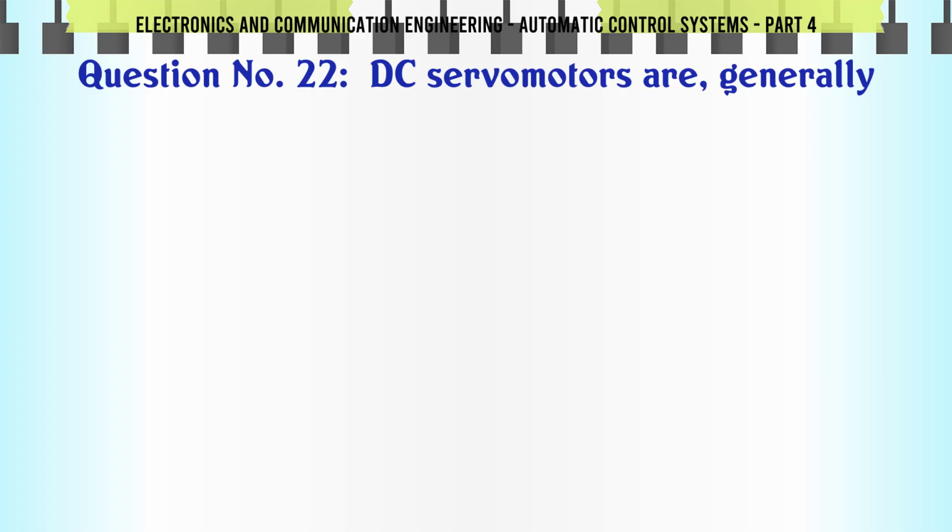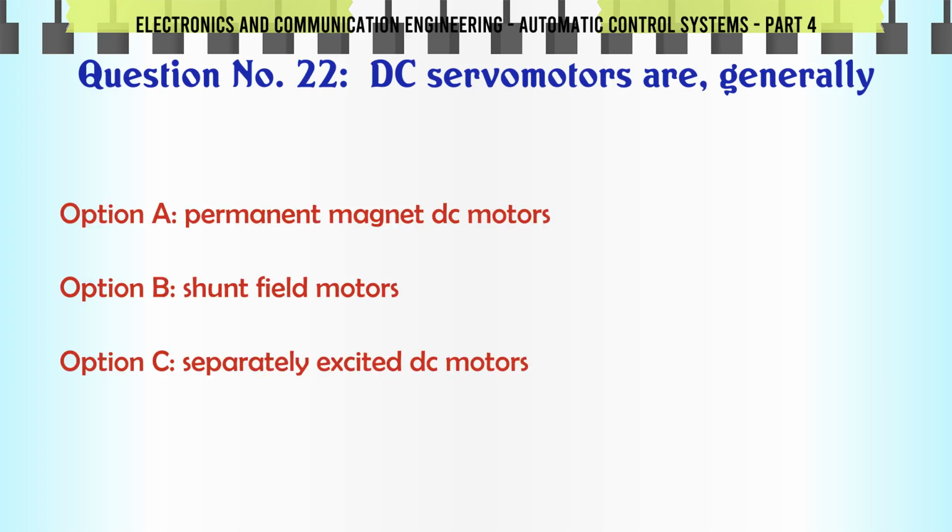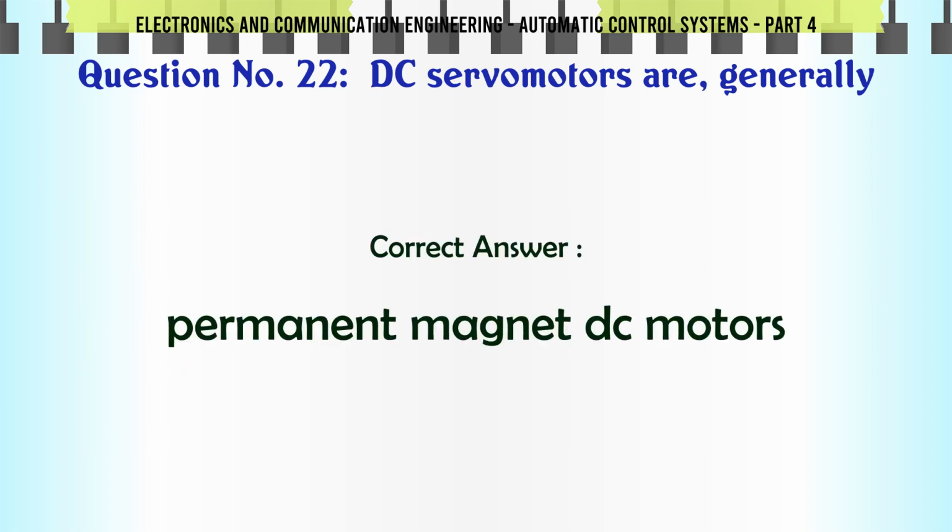DC servomotors are generally A. Permanent magnet DC motors. B. Shunt field motors. C. Separately excited DC motors. D. None of the above. The correct answer is permanent magnet DC motors.